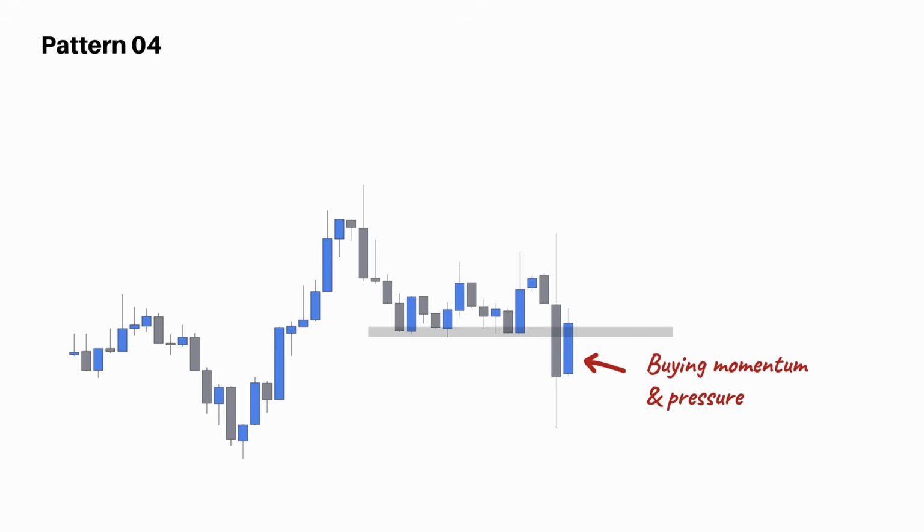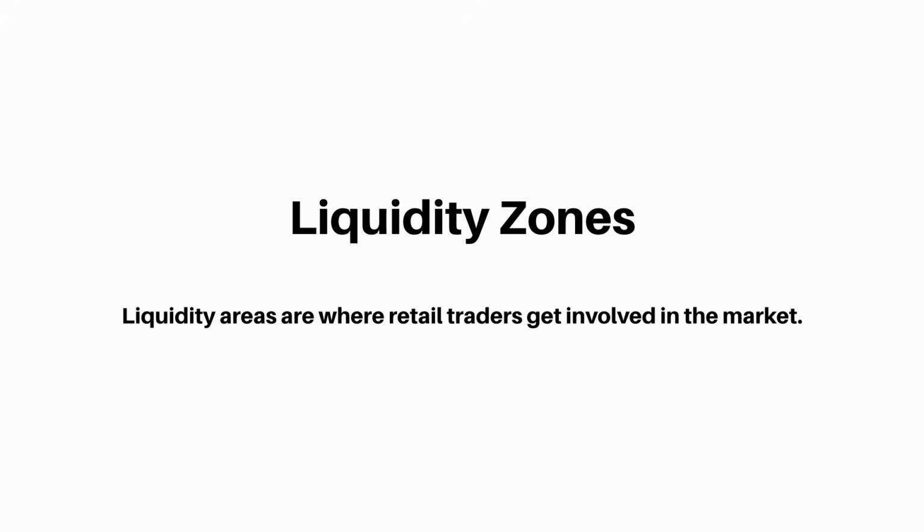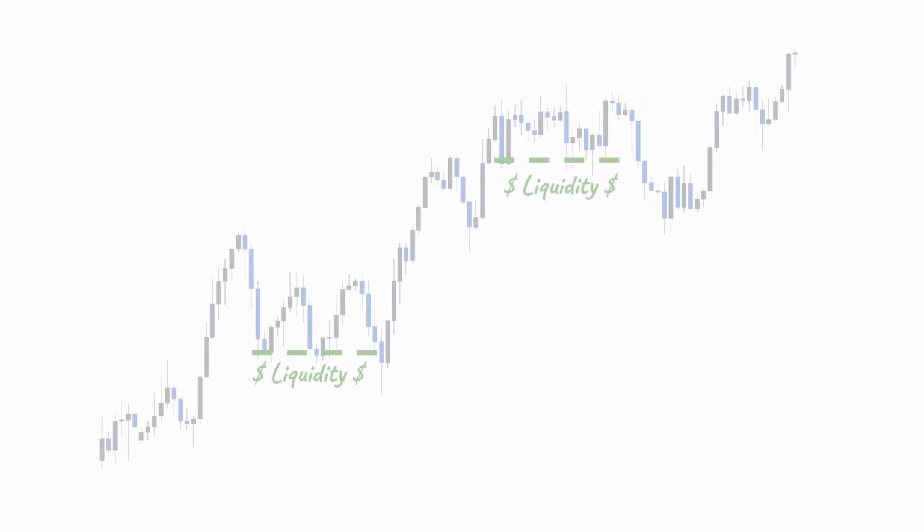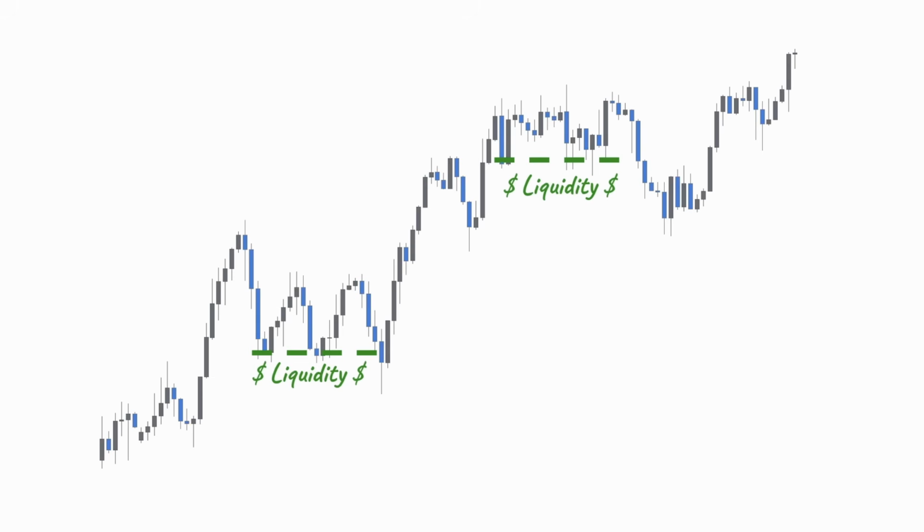On the other hand, as a smart money trader, we can identify this move as a liquidity sweep. So, both of these concepts suggest a possible reversal. Now, let's move on to the next concept, liquidity zones. Liquidity areas are where retail traders get involved in the market. We know that multiple rejections are interesting entry levels for traditional traders.